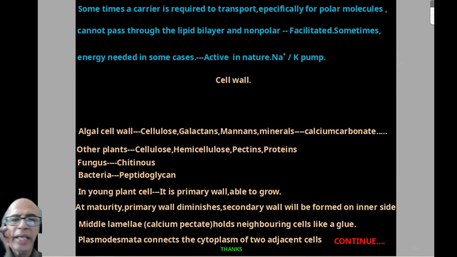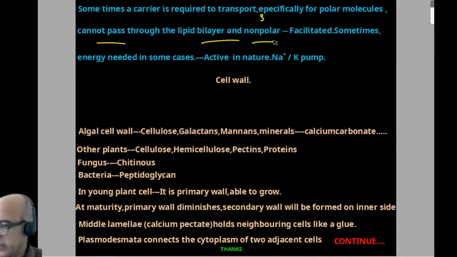Now, sometimes a carrier protein is required to transport, especially for polar molecules. They cannot pass through the lipid bilayer, which is non-polar. So in such a condition, a carrier is needed, and that type of conduction is called facilitated transport. Sometimes energy is needed, and it is called active transport, active in nature. An example is the sodium potassium pump.